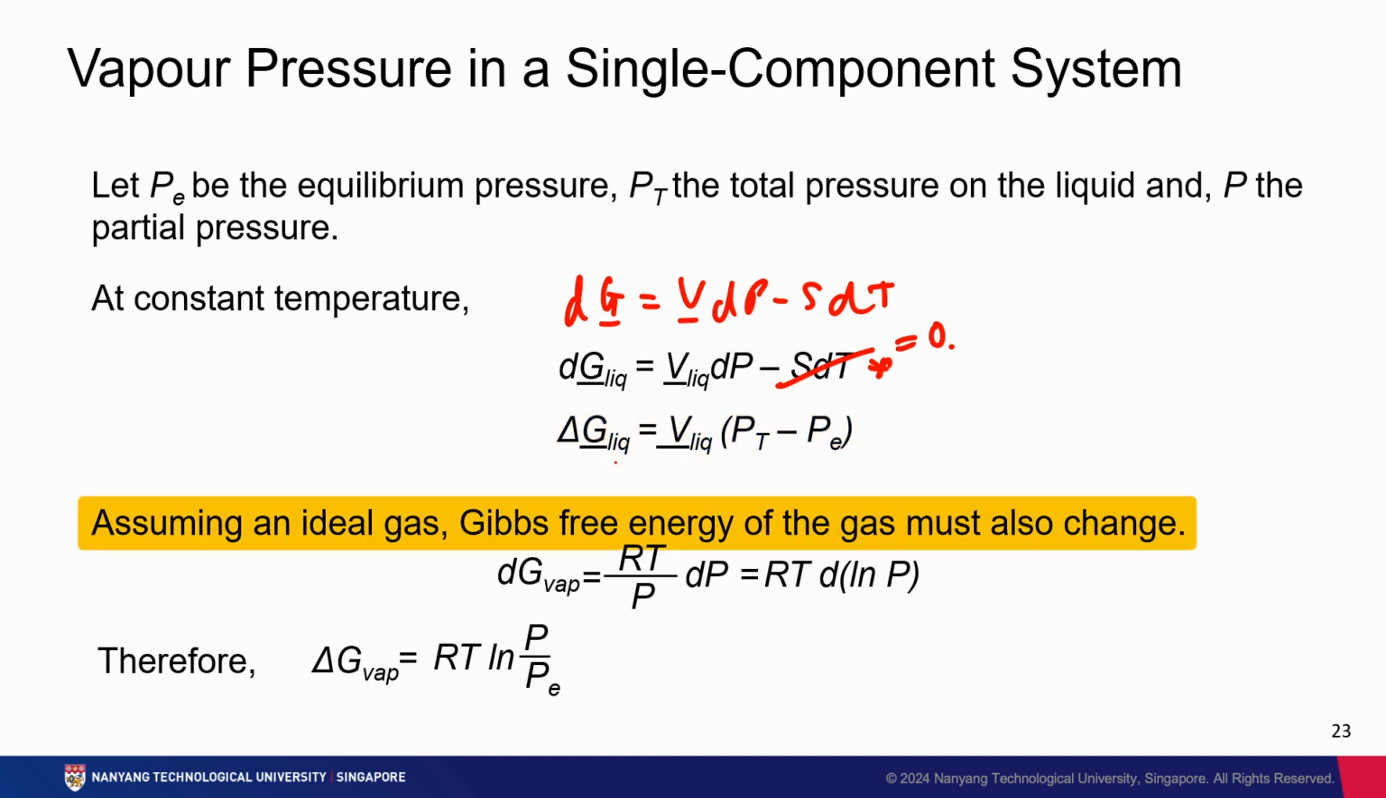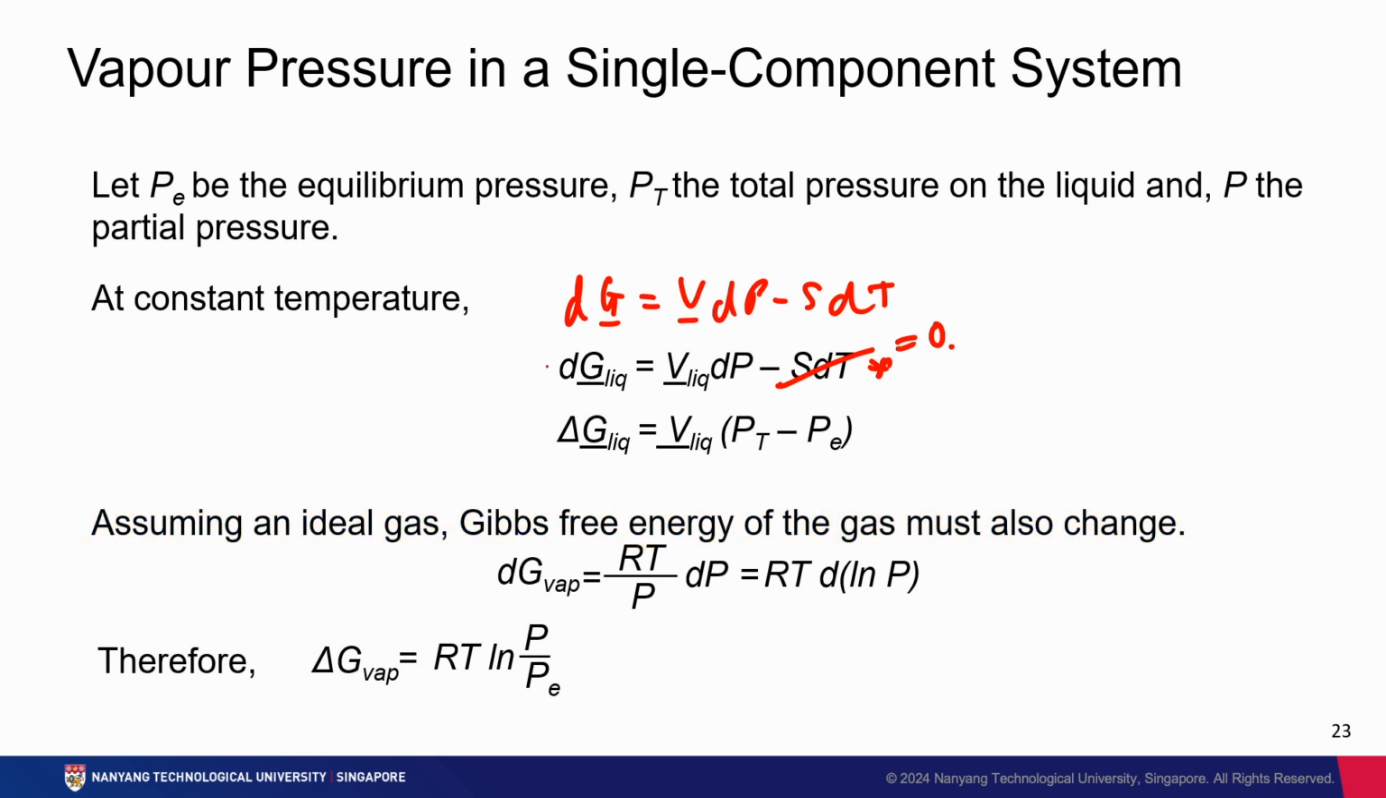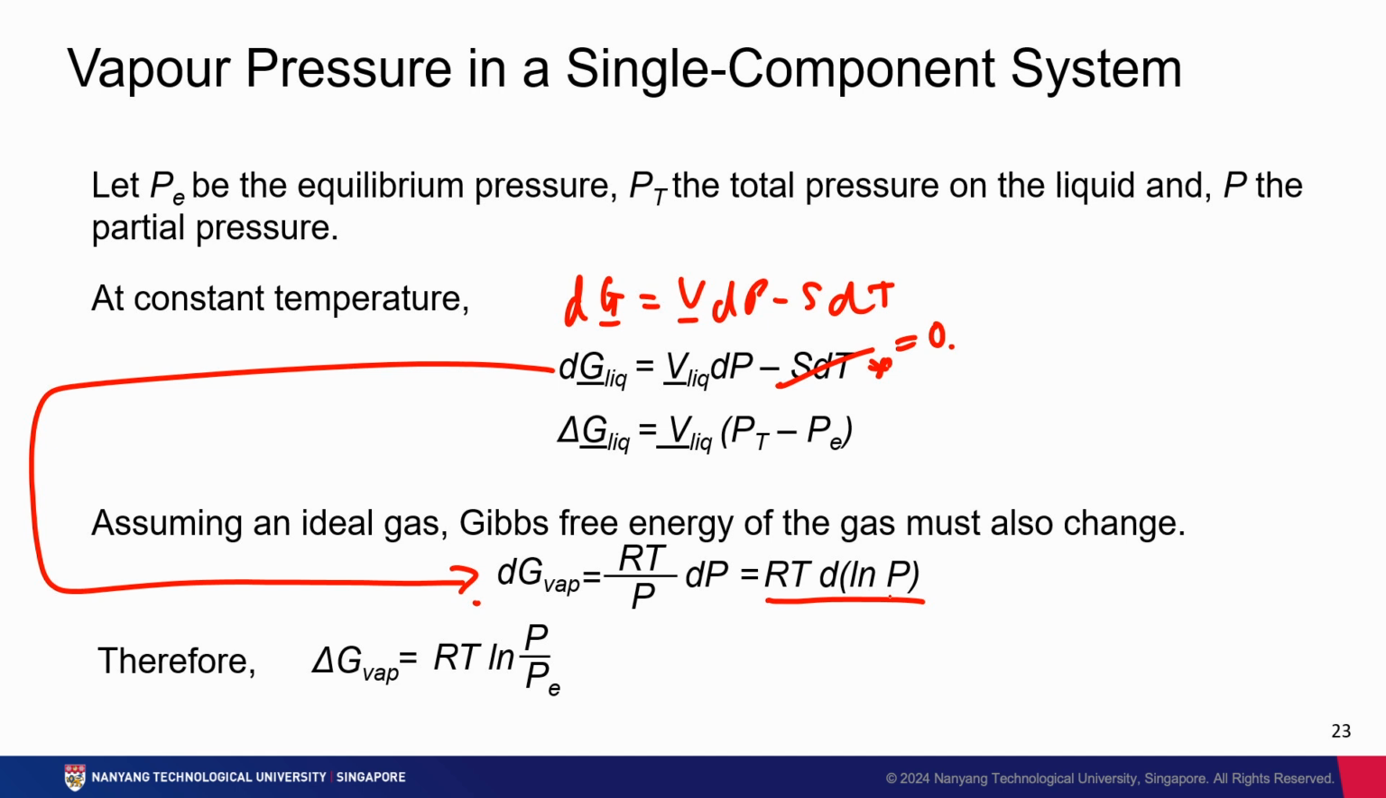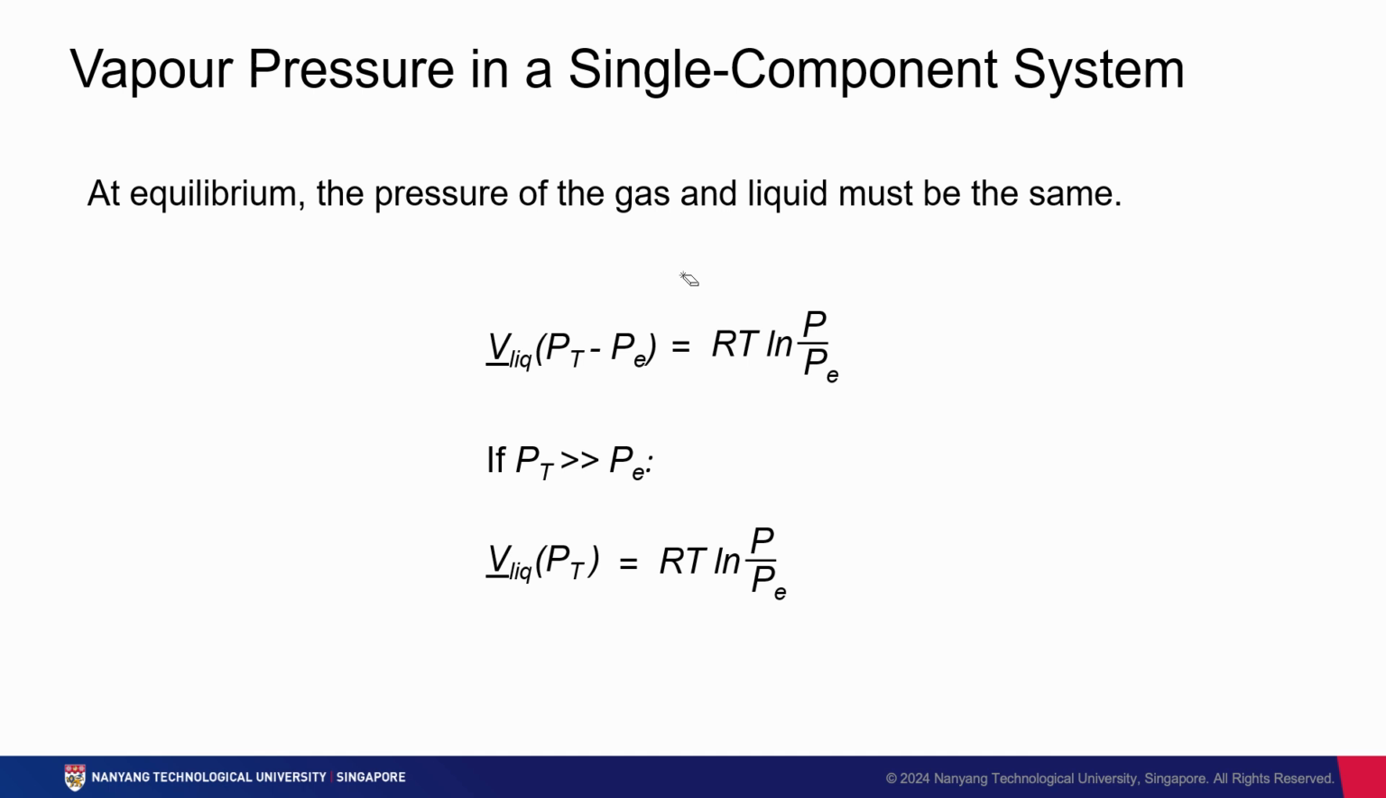So, assuming an ideal gas, the Gibbs free energy of the gas must also change. We can then substitute the ideal gas formulas to simplify to RT d ln P. Why ln P? Because dP over P is equal to d ln P. And that leads us to this final expression where the total change in Gibbs free energy of the vapor is equal to RT ln P over PE. And now we've established a new equilibrium.